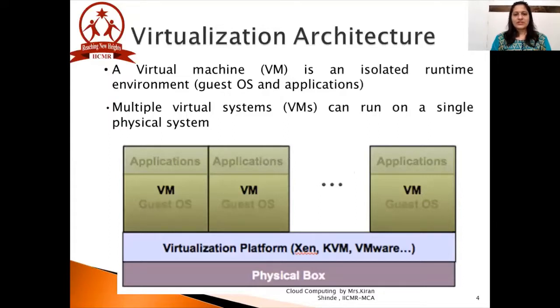Let us have a look at the virtualization architecture. A virtualization architecture has a very important entity, that is VM, virtual machine, which is an isolated runtime environment having a guest operating system and applications. Multiple virtual machines can run on a single physical system. You can see from this image, this physical box is the actual physical hardware, on top of which you can see a virtualization platform. There are some examples written over here: Xen, KVM, VMware. On top of this virtualization platform, you can see many virtual machines are created. Each virtual machine has a guest operating system and some applications installed over it.